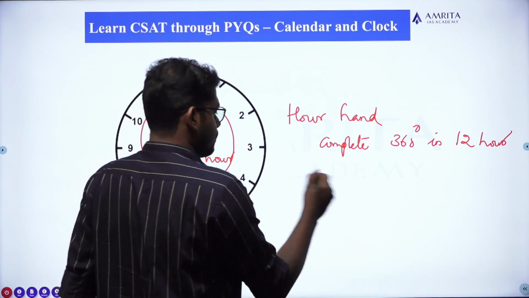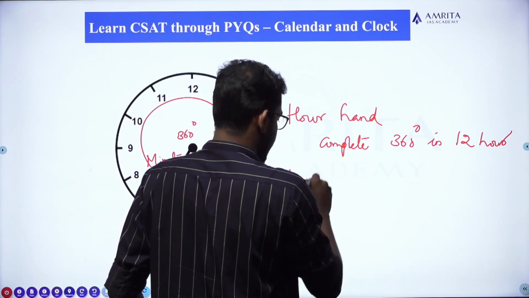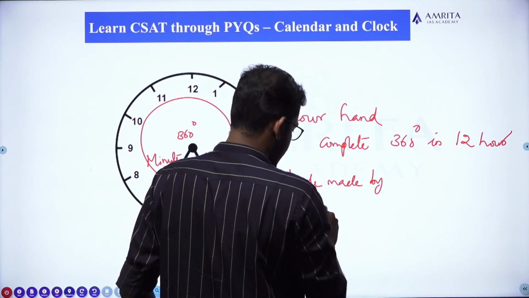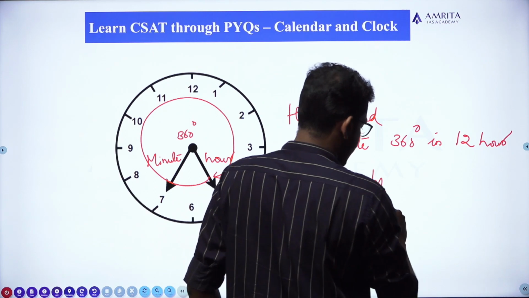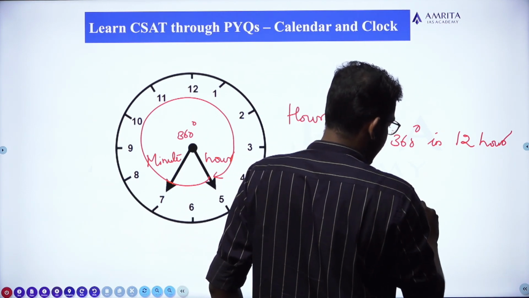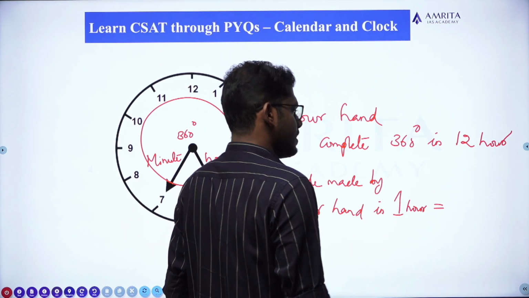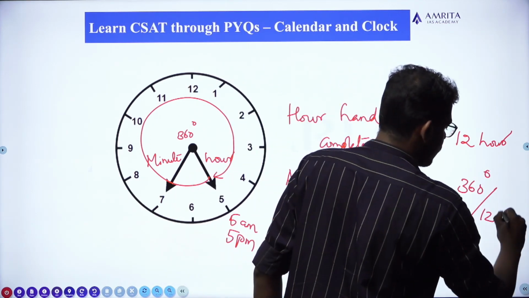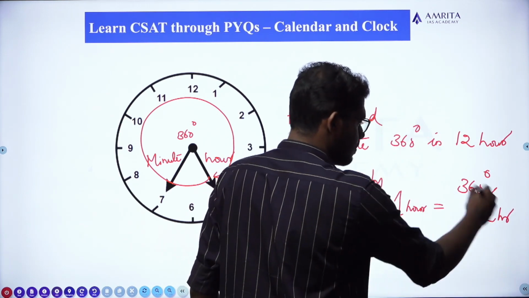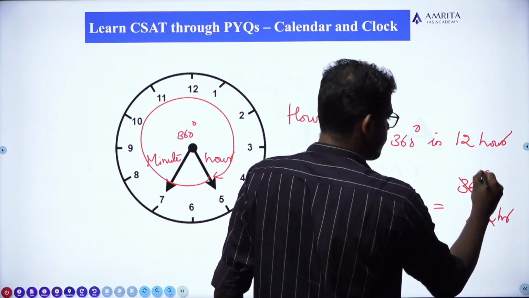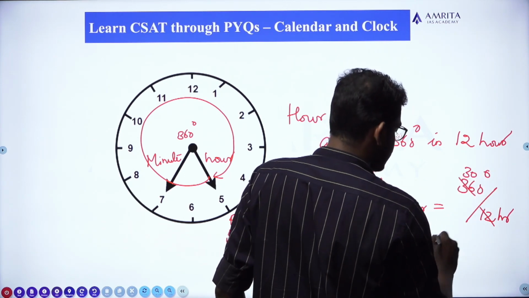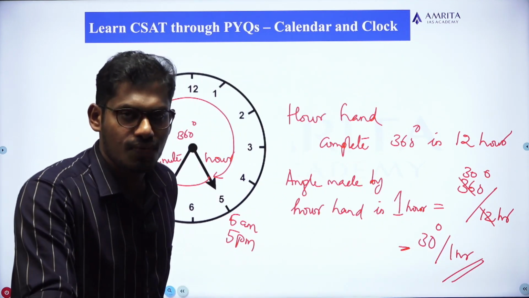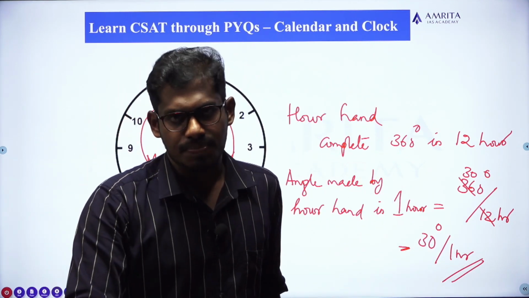In order to find that, the angle made by the hour hand in 1 hour is, see, actually 360 degree angle is made within 12 hours. Clear? So it can be written as 30 degree within 1 hour. So the hour hand makes an angle of 30 degree within 1 hour.